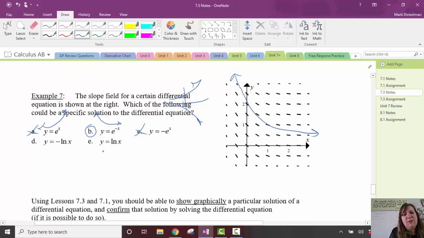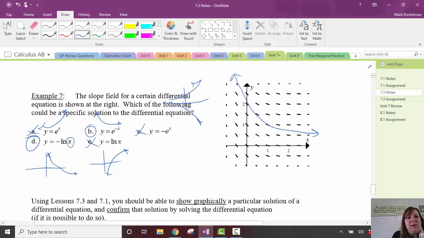I'm going to look at E next. Natural log goes like this, okay, not that one. And then negative natural log would flip that on its end, so it would go like this. Could be that one. So let's look at between B and D. I think the difference is that on D, I shouldn't really be allowed to plug in any negative x's. There should be more of an asymptote. I drew it as if it had an asymptote on the y-axis, and it doesn't look like example 7 has an asymptote on the y-axis. So I am going to go with letter B on that one.